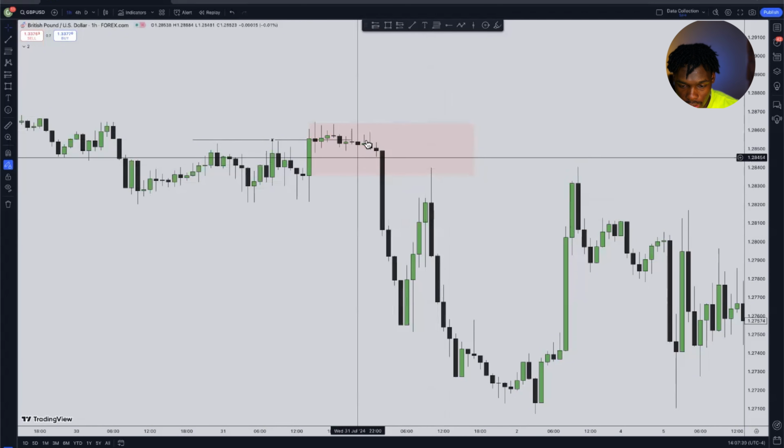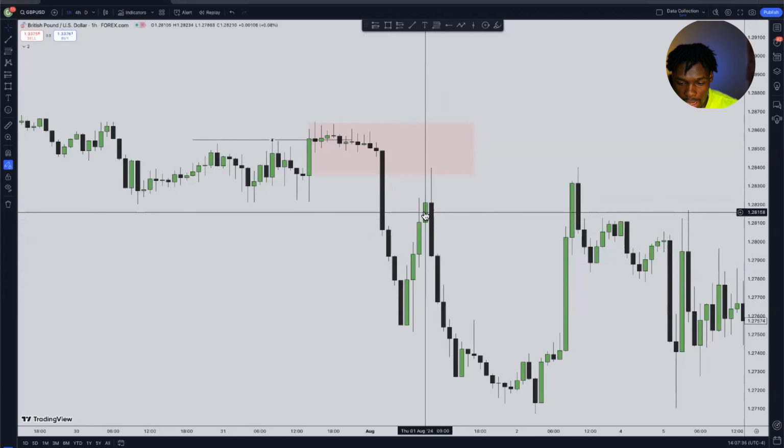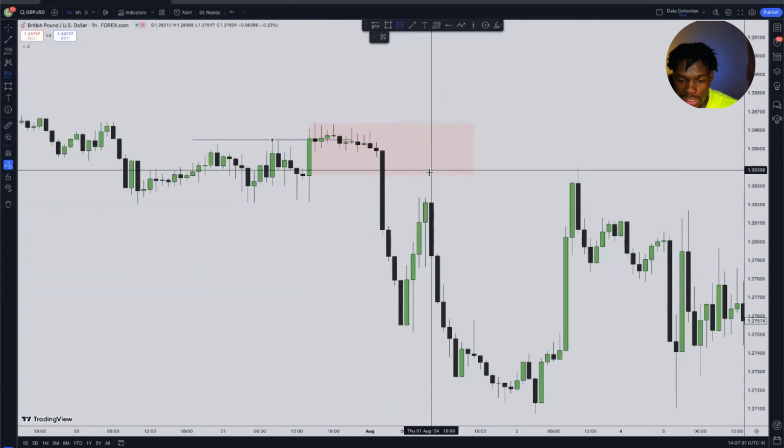So if we look here, we get that big move to the downside. Price starts making its way back up during New York session, 8, 9, 10 o'clock. We hit this level clean at 10.